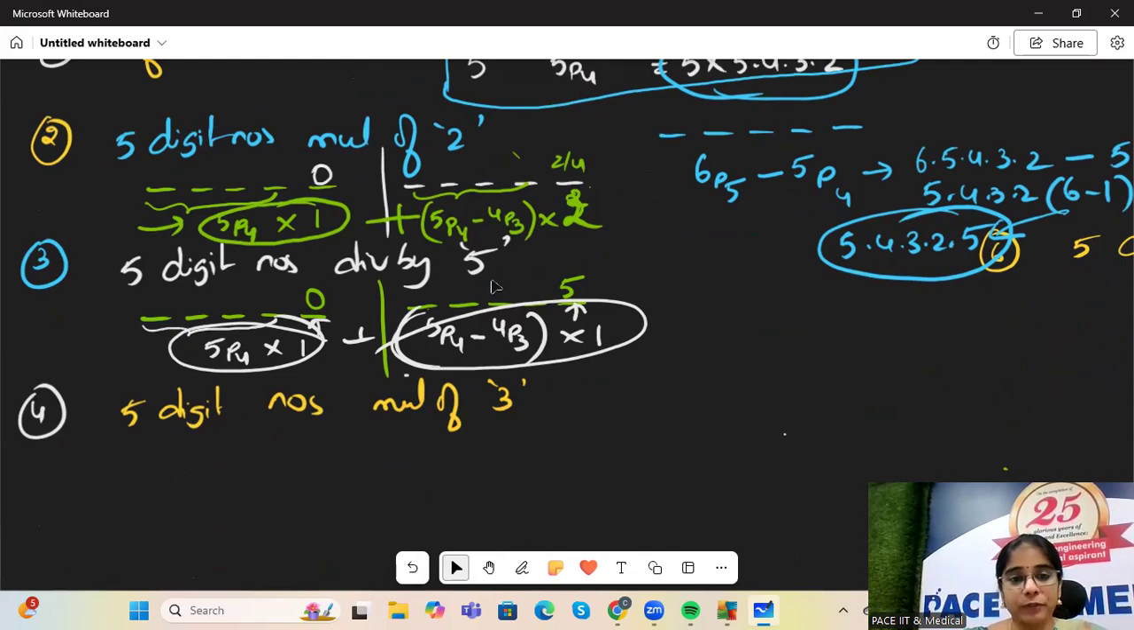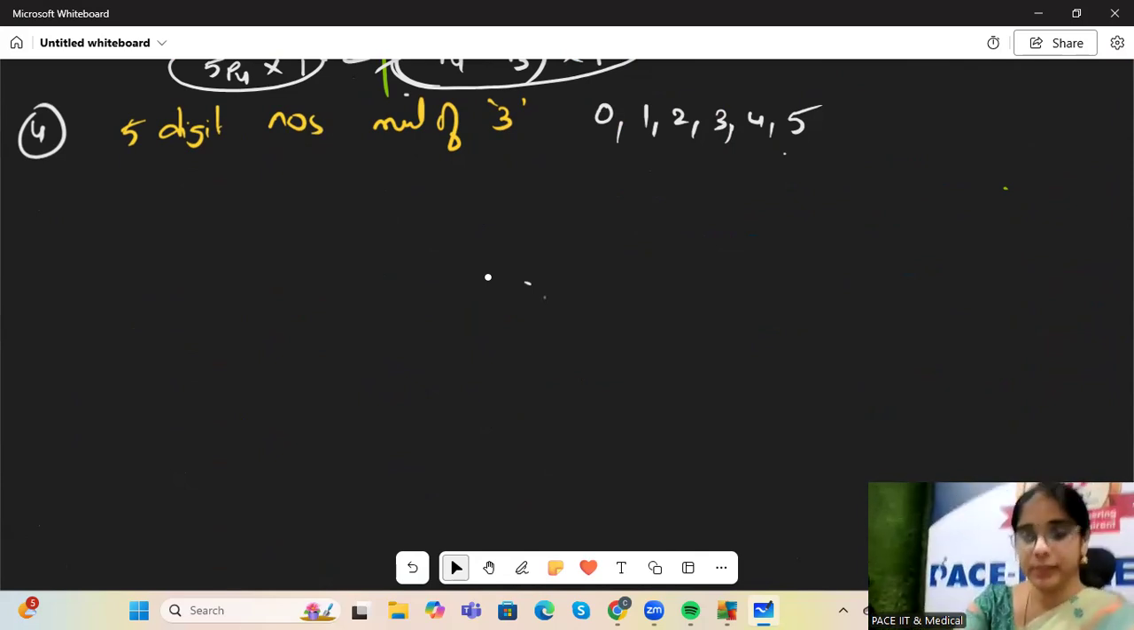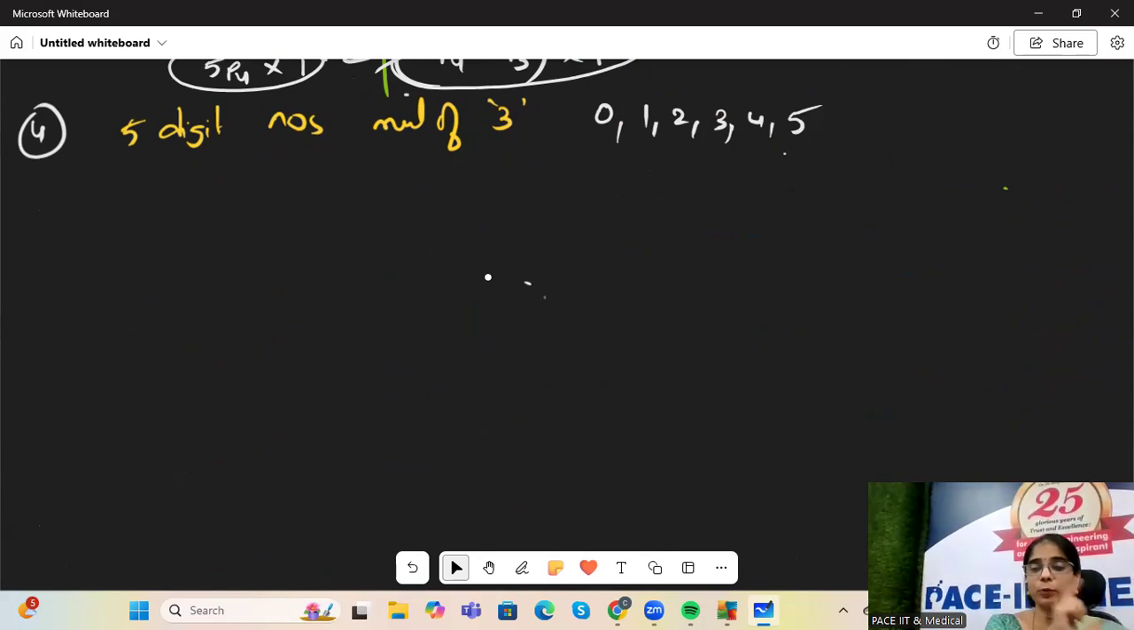Next, coming to 5-digit numbers which are multiples of 3, formed by the digits 0, 1, 2, 3, 4 and 5. Now, if a number is a multiple of 3, if it is divisible by 3, what is the first thing that we need to understand? The sum of all digits should be divisible by 3. Now, from these given 6, pick any 5 such that their sum is divisible by 3.